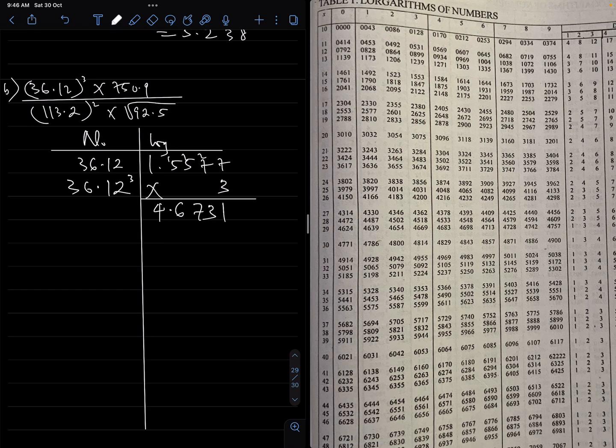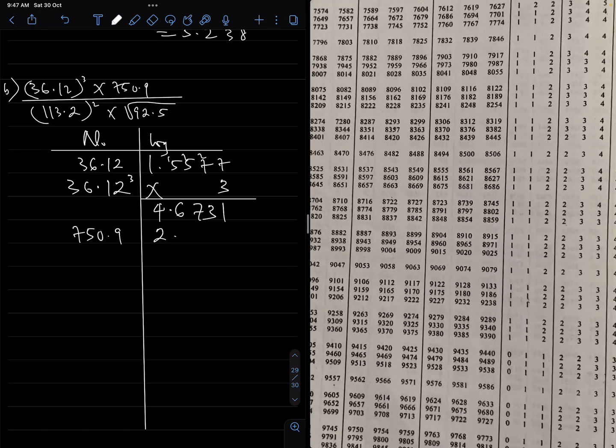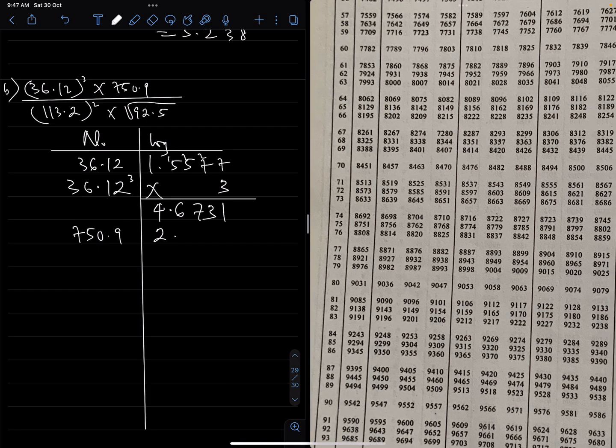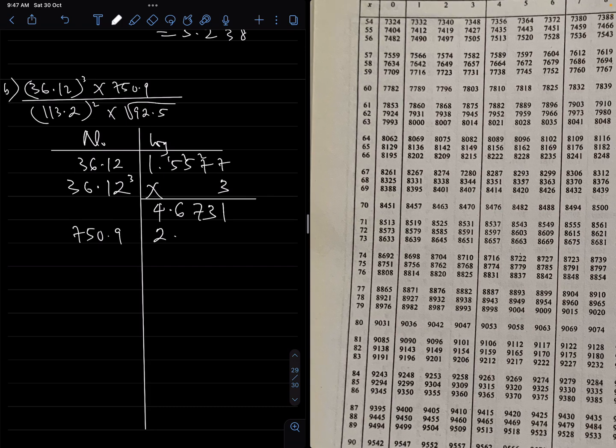We now go to 750.9. If I write this in standard form, it's going to become 7.509 times 10 power 2. So that means the characteristic is 2. Exactly. And I'll check 75 under 0, difference 9. Is it not clear here? Yes. 75 under 0 is 8751. Difference 9.